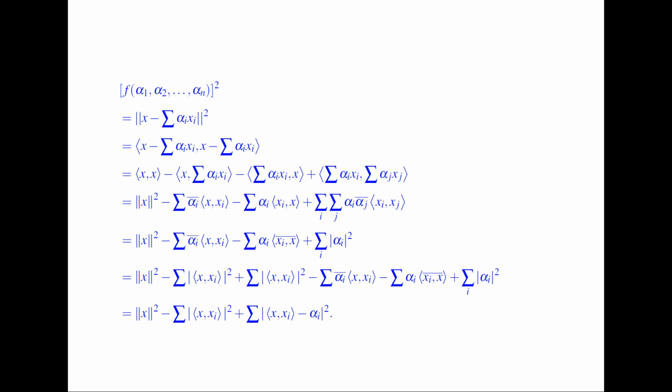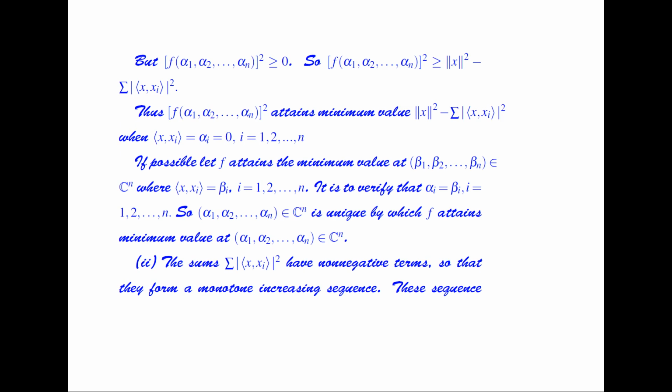Now this is equal to the norm of x squared minus this part, plus the summation of the modulus of the inner product of x comma xi minus alpha i, whole squared. But we know that f of alpha 1, alpha 2, and so on, whole squared is greater than or equal to 0, so f of alpha 1, alpha 2, and so on, alpha n, whole squared is greater than or equal to the norm of x squared minus the summation of the modulus of the inner product of x comma xi, whole squared.